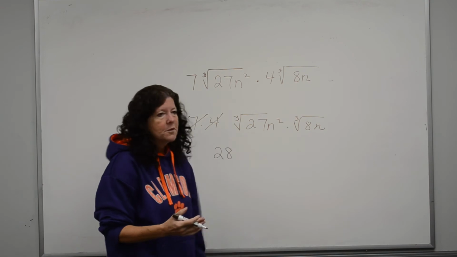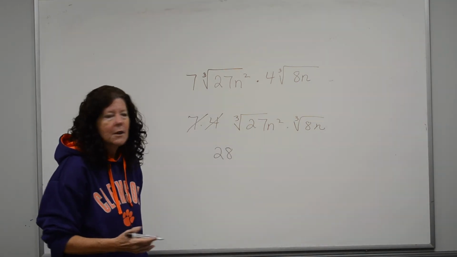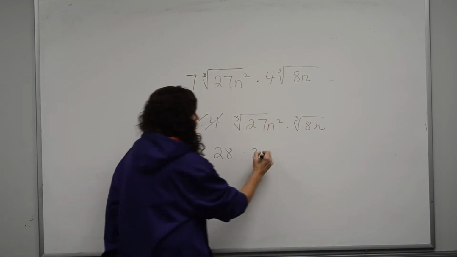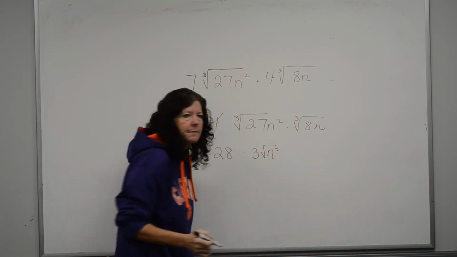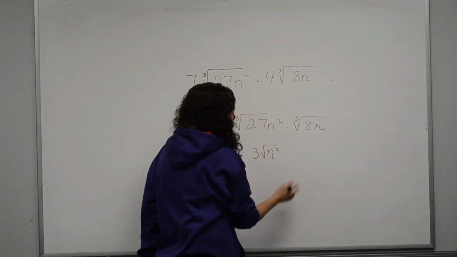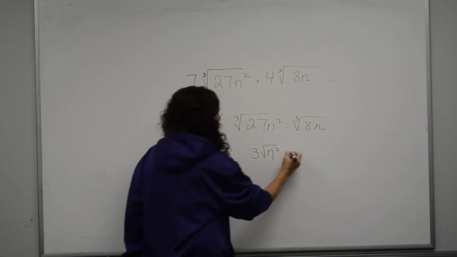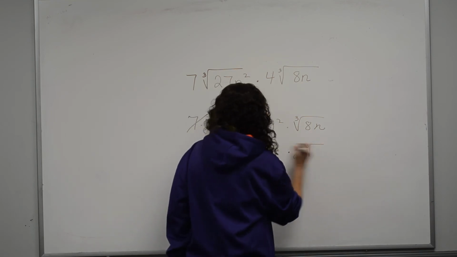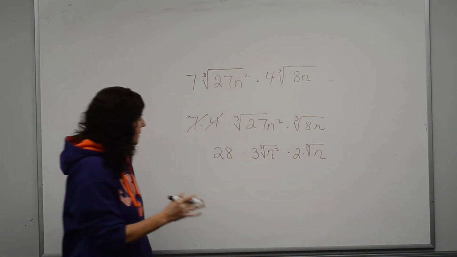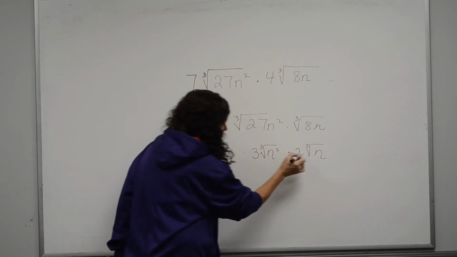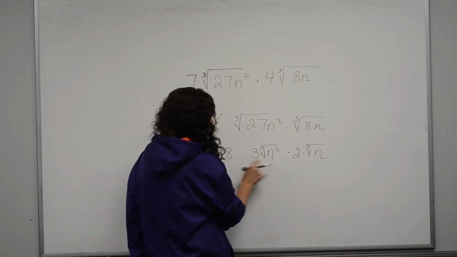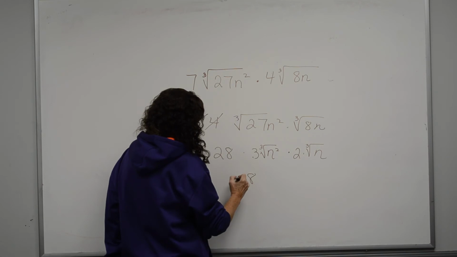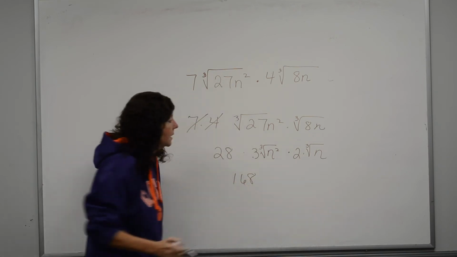Can I take the cube root of 27? What is it? 3. Okay, so I'm going to pull a 3 out. Can I take the cube root of n squared? No, so I'm just going to leave it like that. Okay? Can I take the cube root of 8? 2. Okay, so 2 times, can I take the cube root of n? No. Okay, so now we've got some numbers on the outside. These are multiplied here. So I can say 3 times 2 is 6. 6 times 28, that's going to be 168, I think. I think that's right.